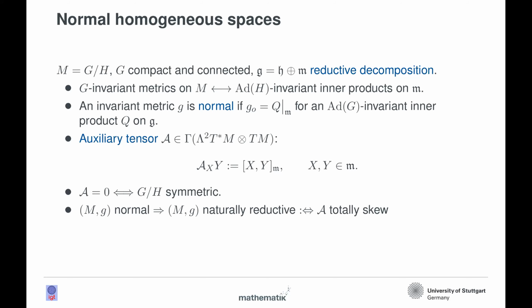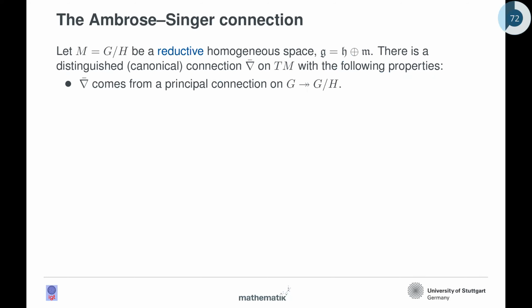If M is normal, so if the metric comes from such an invariant inner product, then M is also naturally reductive. And this, by definition, means that this A tensor here is totally skew-symmetric. So we can think of it as a 3-form.